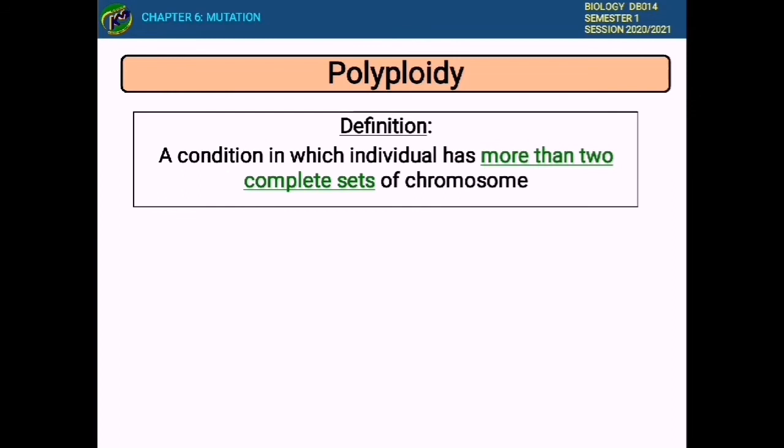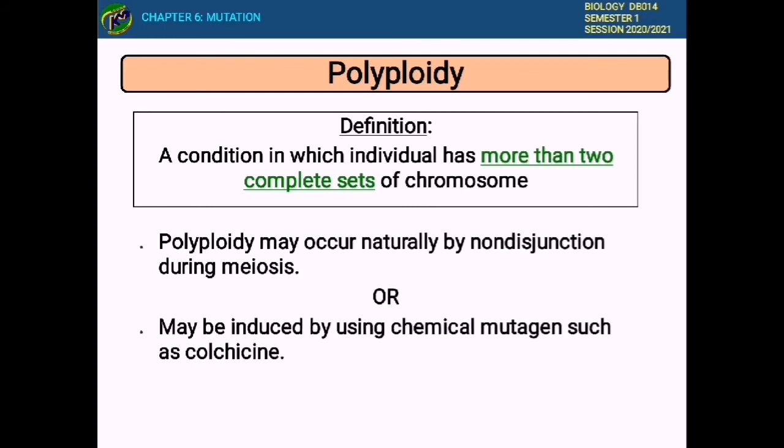So next one is polyploidy. Polyploidy is a condition in which an individual has more than 2 complete sets of chromosomes. Polyploidy is also called euploidy. Polyploidy may occur naturally by non-disjunction during meiosis or may be induced by chemical mutagens such as colchicine. So it can be natural or induced by human intervention.